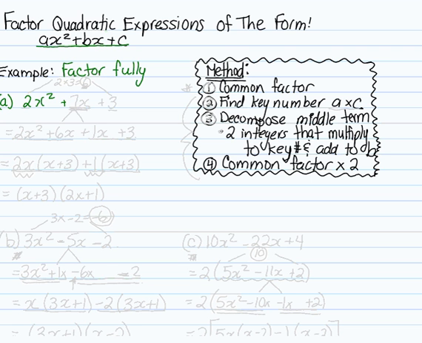A is 2x squared plus 7x plus 3. So the first step, we need to consider common factors. In this case, there are no common factors other than 1 for each of these terms.